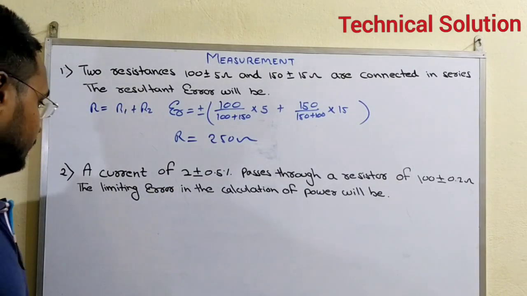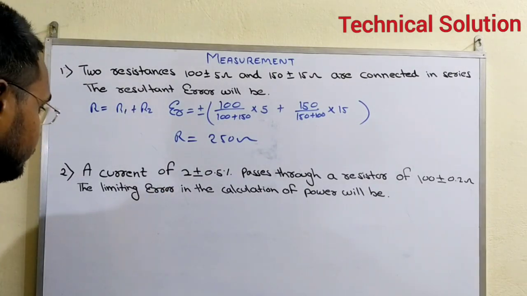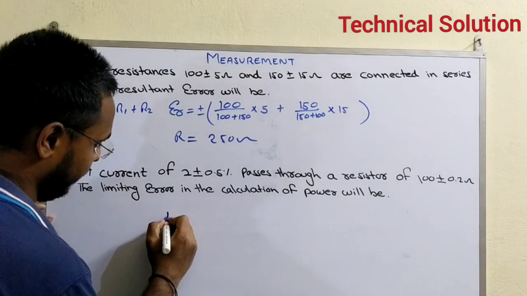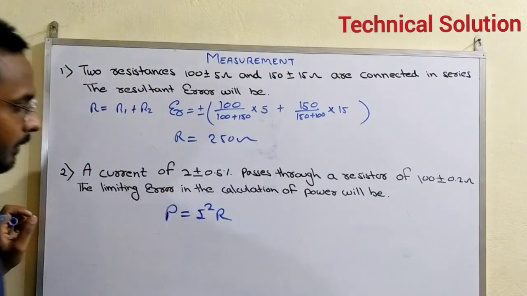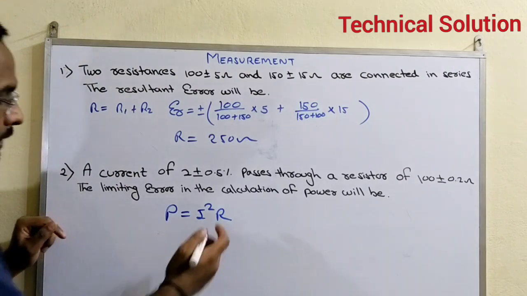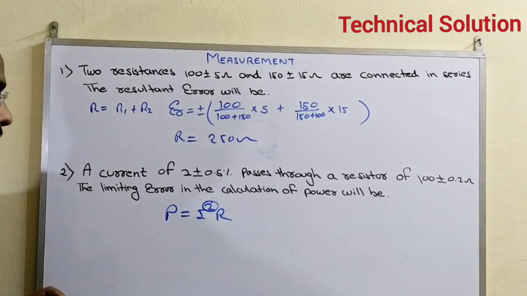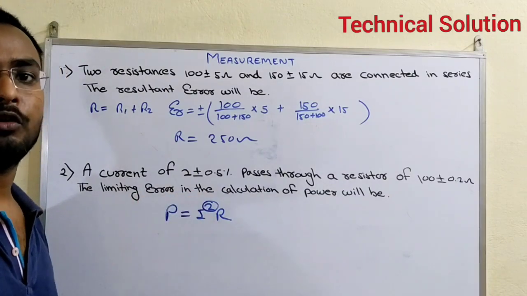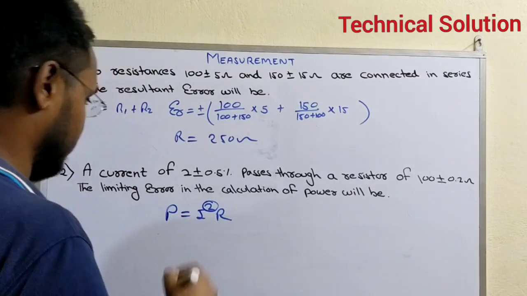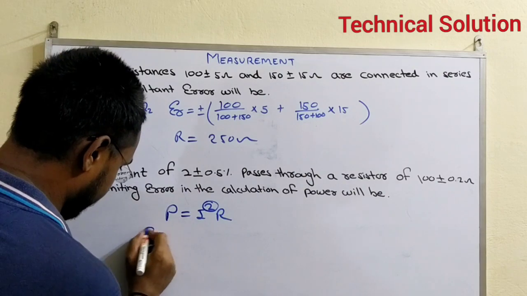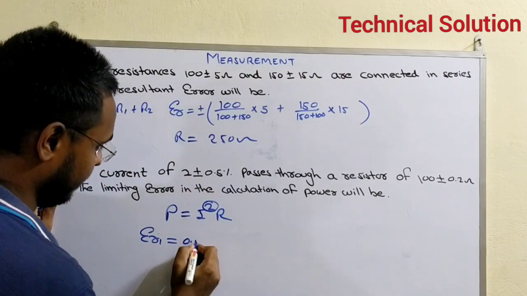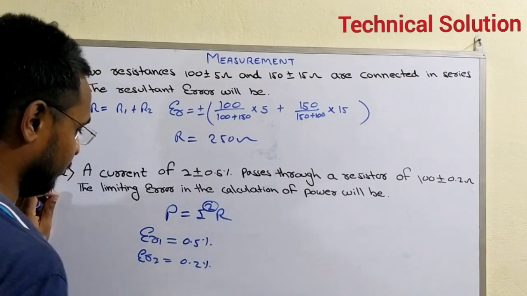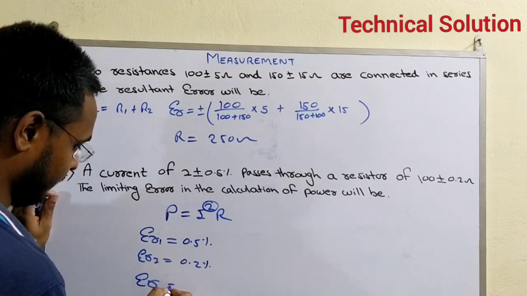Now let us come to the second numerical, in which the limiting error in the calculation of power is asked. You know that the value of power is I square R. Here multiplication is used, but square is there. So what can we do when a square comes, or power 3 or power 4 or some higher power comes? This is not a very big problem. Here epsilon R1 is 0.5% and epsilon R2 is 0.2%, right? And you have to calculate epsilon R.